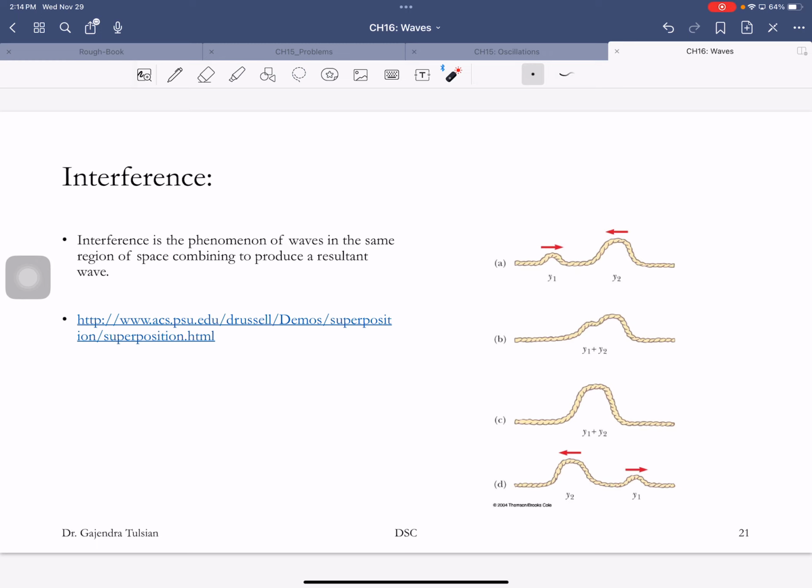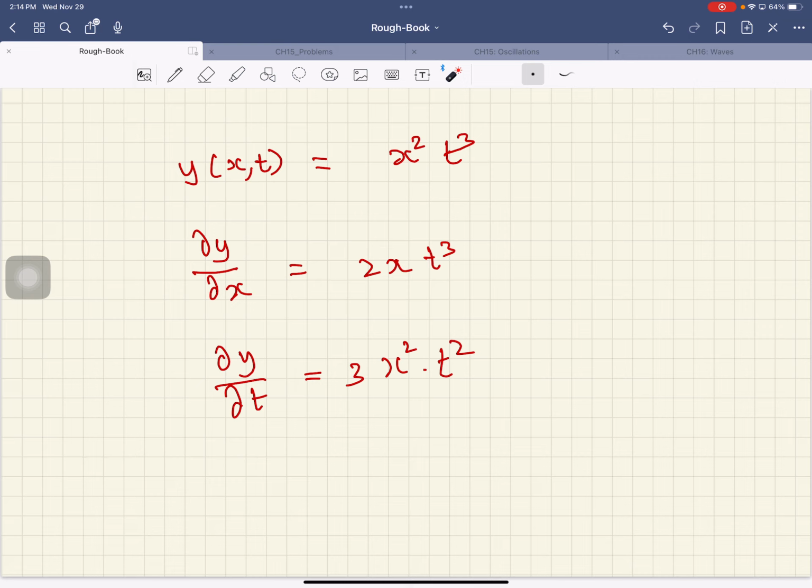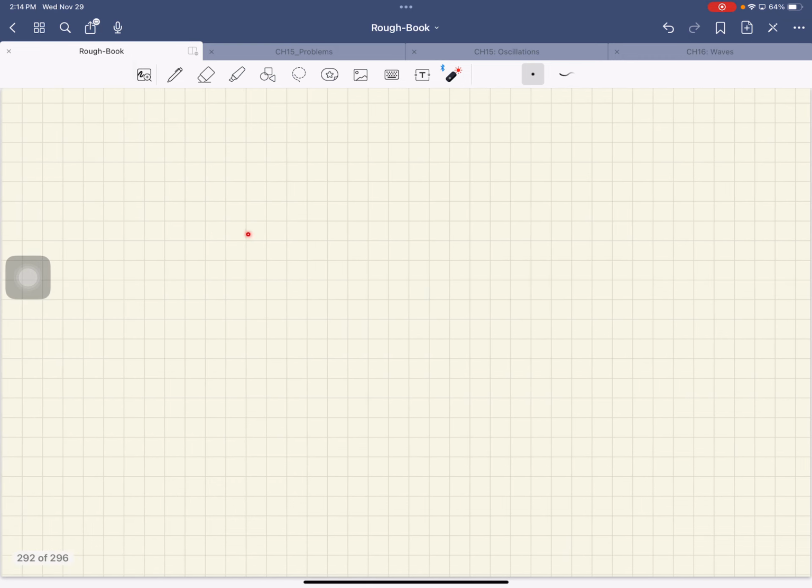All right. So constructive interference occurs when the amplitude of the resultant pulse is greater than either of the individual pulses. So see, the resultant pulse is bigger than either of those pulses. This is constructive interference. So the energies have added.